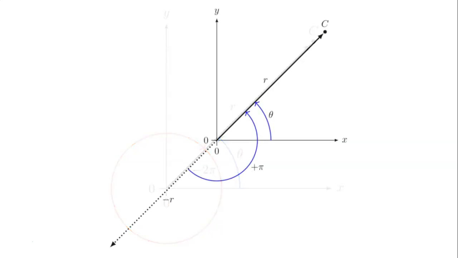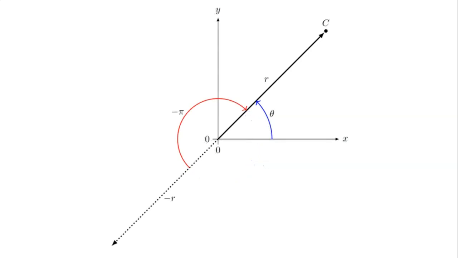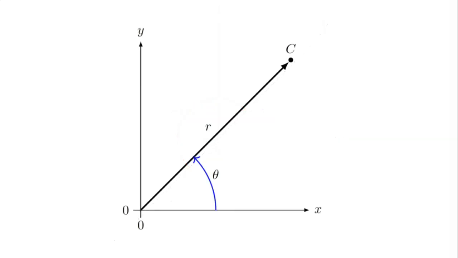Also, r may be replaced with minus r, while theta is replaced with theta plus pi, or with theta minus pi, and the vector still points to C. If needed, we can eliminate this ambiguity by constraining theta to the range minus pi to pi, and r to be non-negative.